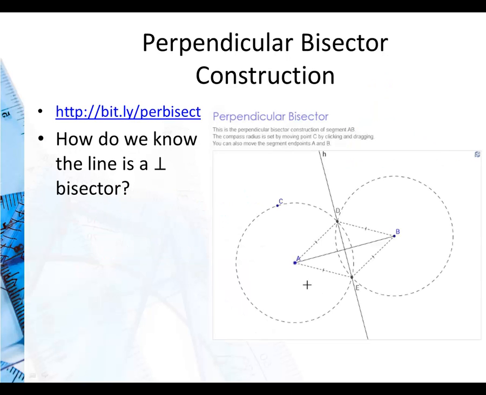Okay, this is the perpendicular bisector app, which I need to put on the website. Anyways, this is a perpendicular bisector.